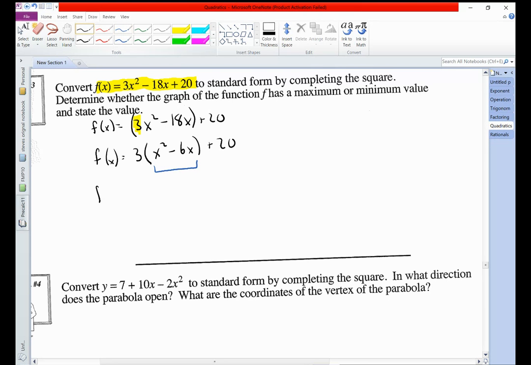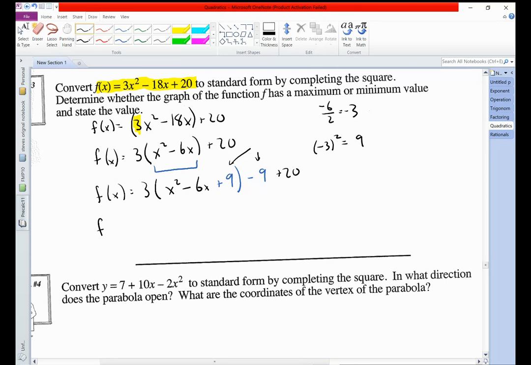So f of x is equal to 3. Now I can say x squared minus 6x. So half of negative 6 is negative 3, and then negative 3 squared is 9. So I can say plus 9 minus 9 plus 20. It's important that when you do the plus 9, you do a minus 9 too. Otherwise, you're just adding 9 to the equation and it doesn't make any sense.